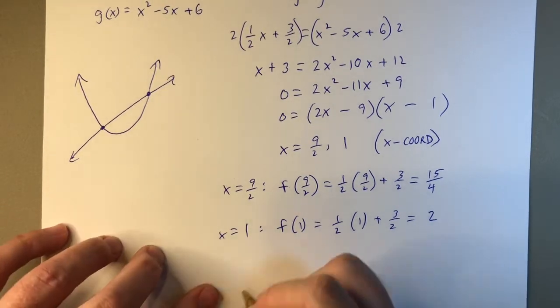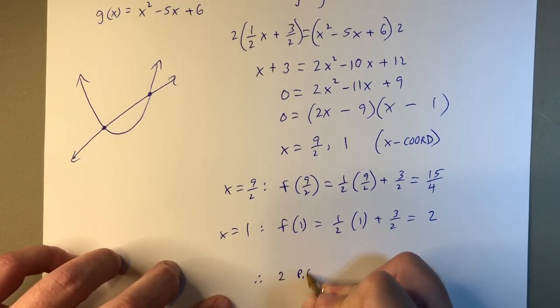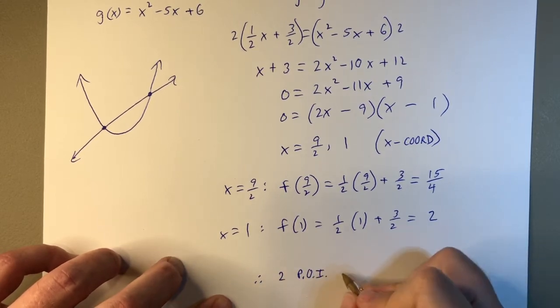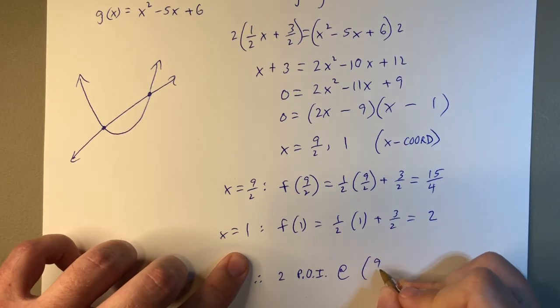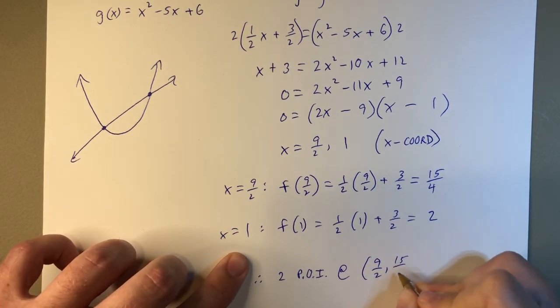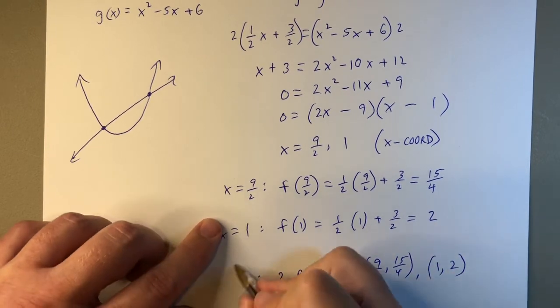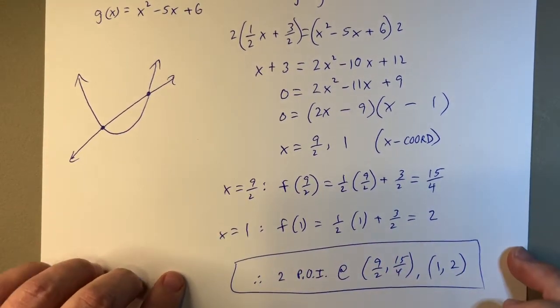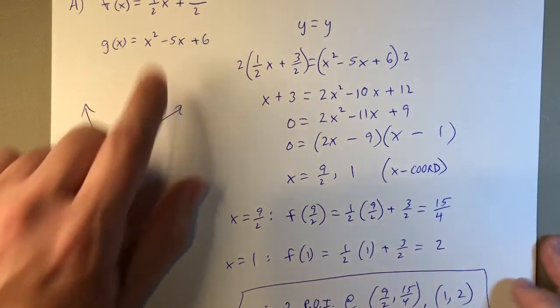Okay, so therefore we have two points of intersection. Where? At, let's see, 9/2, 15/4, and also at 1, 2. Okay? Solve a system of equations in which at least one of them is quadratic. That's what we're doing now.